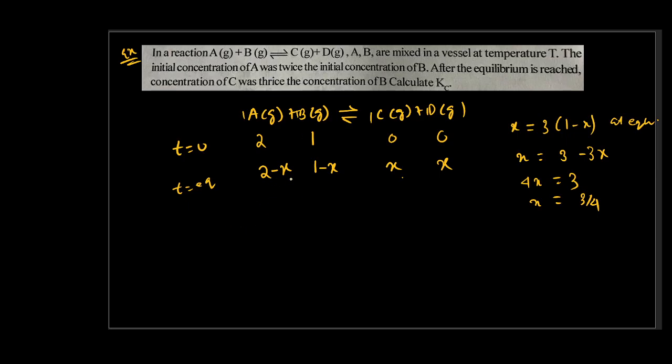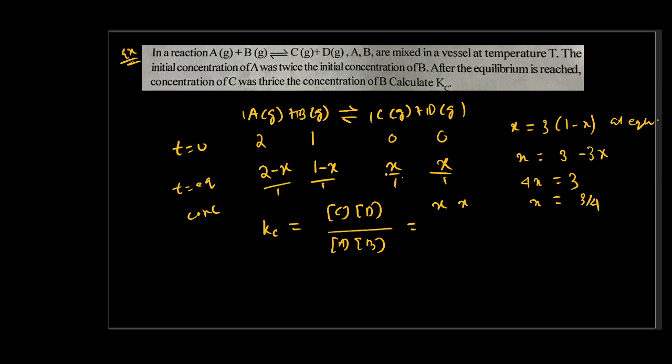So Kc, 2 minus X. Kc is the equilibrium constant. The equilibrium constant depends only on the concentrations at equilibrium, so it does not depend on the initial concentration. So we will write the concentrations at equilibrium, and Kc is product concentration divided by reactant concentration, that is C D by A B. C is X and D is also X. Since no volume is mentioned, we can take it as 1 liter, so concentration is the same as moles. So A is 2 minus X and B is 1 minus X.